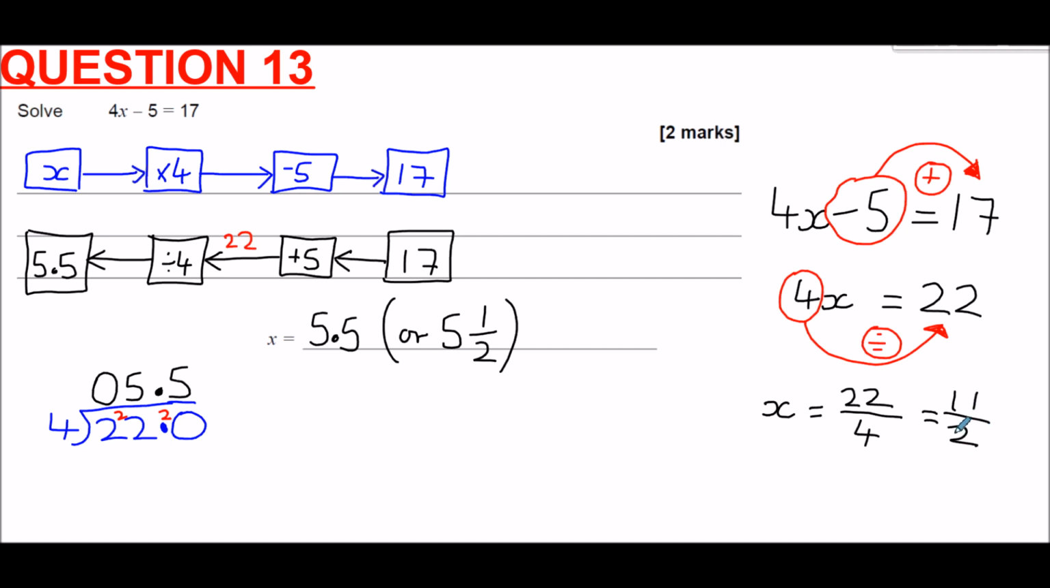So we can change that into a mixed number. How many 2's fit into 11? 2 fits into 11 5 times, with 1 half left over. And as I said, we can write 5 and a half, or we can just do 11 divided by 2 as a decimal, which is 5.5. So the answer, x equals 5.5, or you could write down 5 and a half.